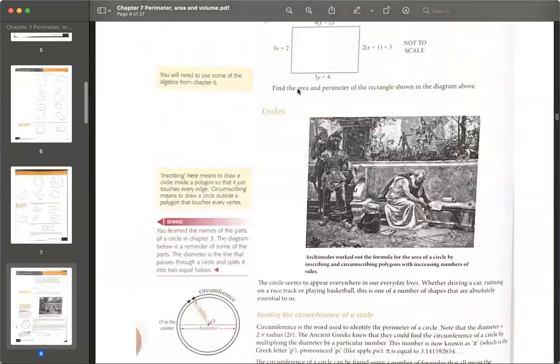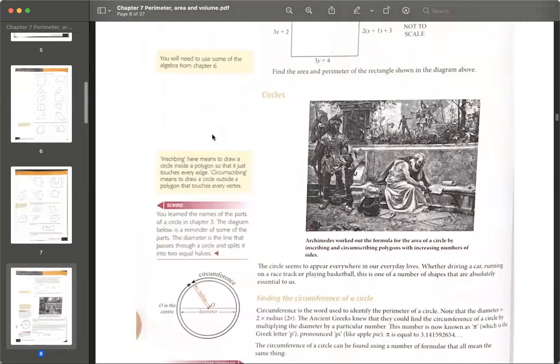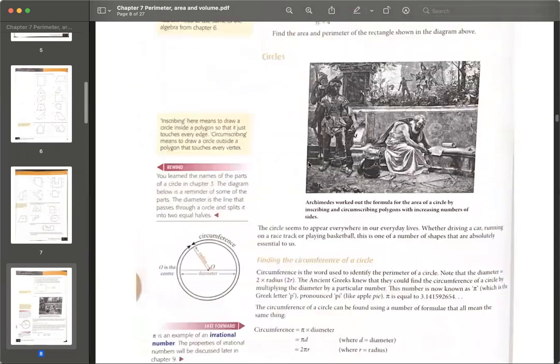Okay, so we look at 7.2, dealing with circles. Okay, so this one here, we look at this guy. This guy is Archimedes, where he worked out the formula for area of a circle by inscribing and circumscribing polygons with increasing number of sides.